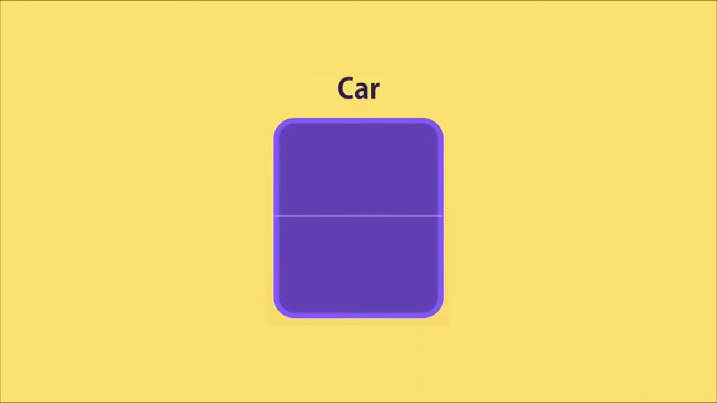Here's an example. Think of a car. A car is an object with properties such as make, model, and color, and methods like start, stop, and move.